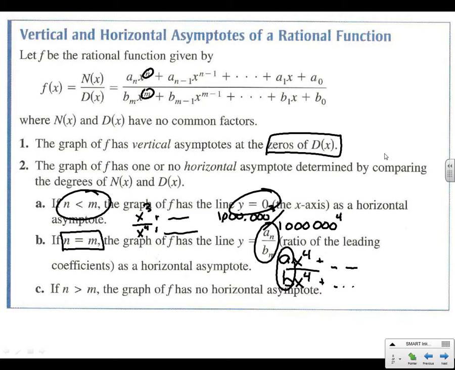And if the top, the numerator, is bigger, we're not going to have a horizontal asymptote. We're going to have something different called a slant asymptote, and we're going to deal with that shortly. But for the time being, no horizontal asymptotes if the numerator is bigger than the denominator.